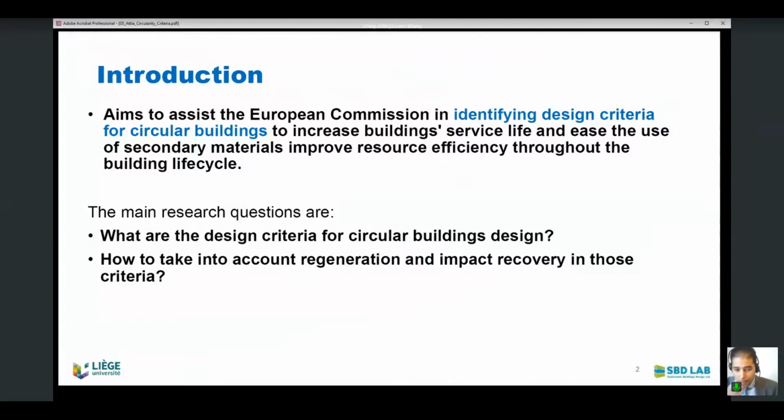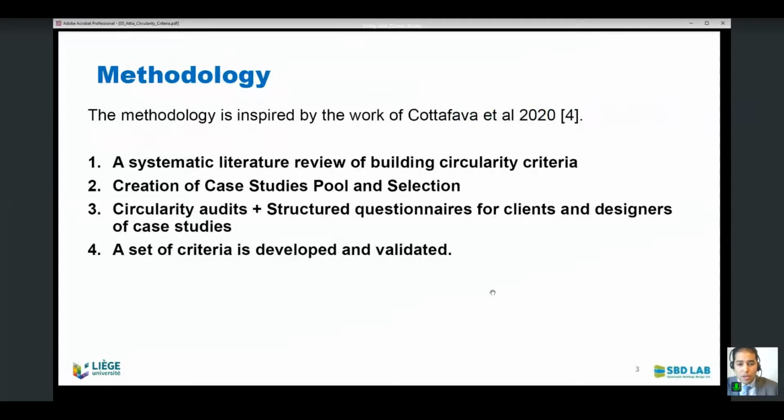building life cycle. And the main research questions are: what are the design criteria for circular building designs that can be used in an initial design stage by architects, and how to take into account regeneration and impact recovery in those criteria? The methodology is inspired by a previous publication by Kutafava that was published in 2020. I would invite you to have a look at the study.